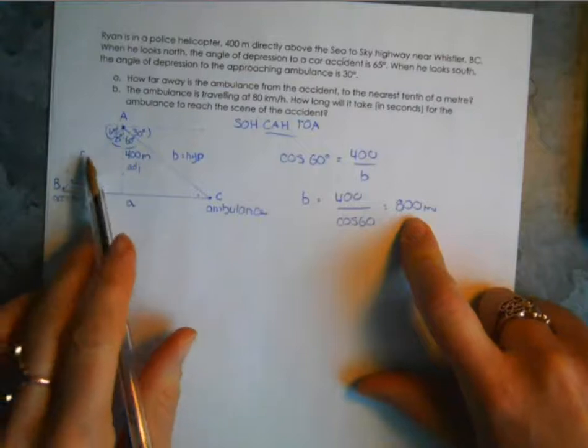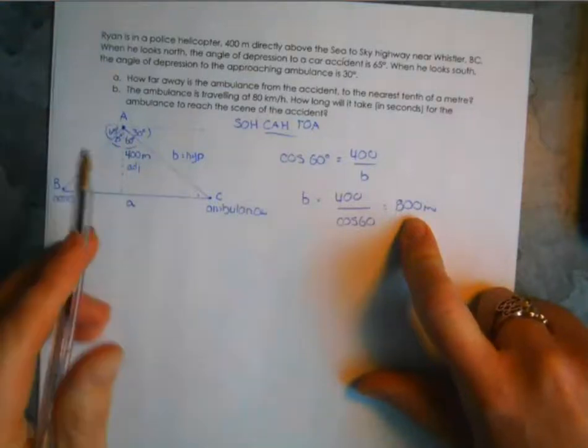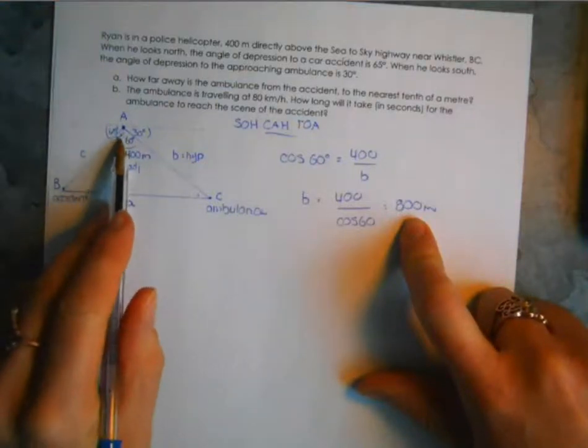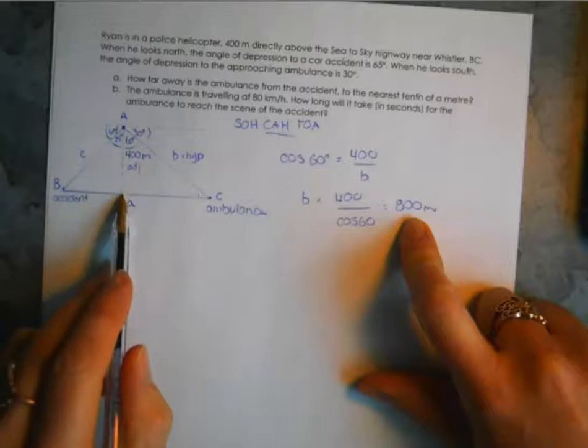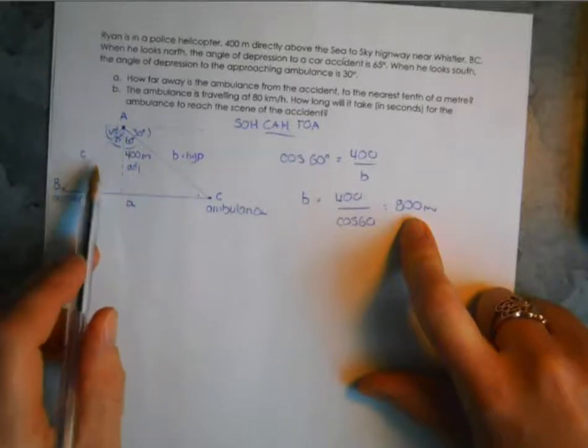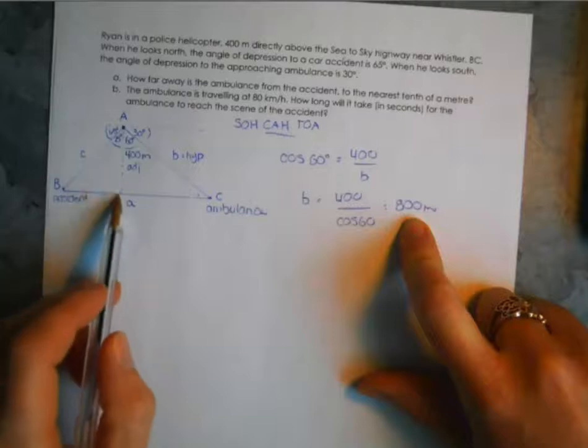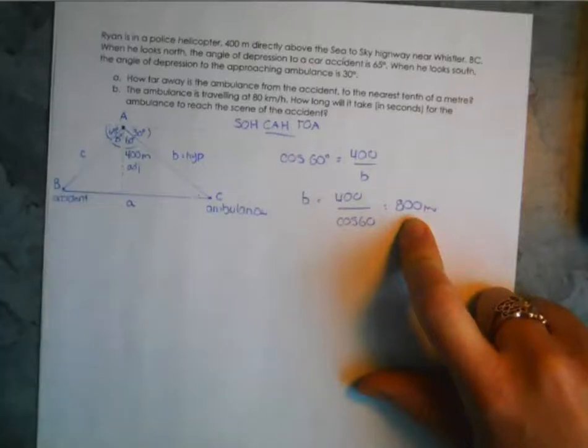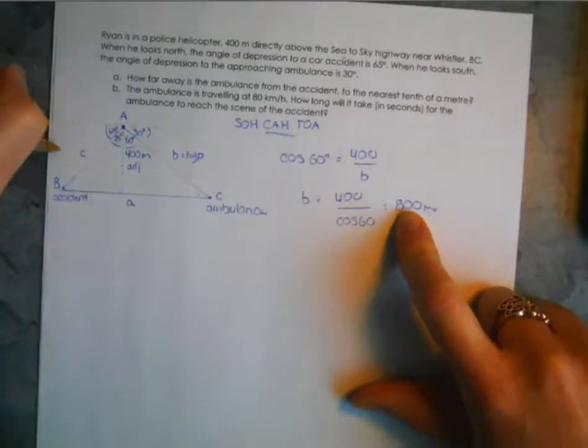Okay, and then what about the other triangle? We basically have the same setup. We're looking at this angle. We have the adjacent side that connects the angle we're using to the 90-degree angle, and we are looking for the side that's opposite the 90-degree angle here. So that's going to be our hypotenuse again.